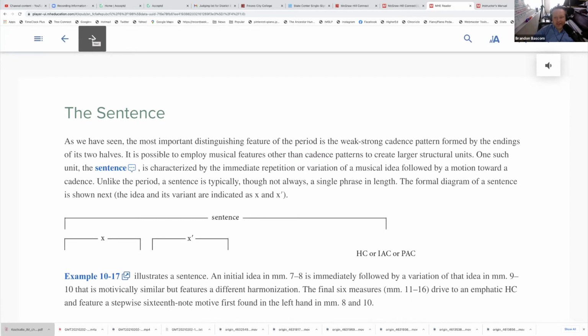All right. The sentence. As we've seen, the most important distinguishing feature of the period is the weak, strong cadence pattern formed by the endings of its two halves. It is possible to employ musical features other than cadence patterns to create larger structural units. One such unit, the sentence, is characterized by the immediate repetition or variation of a musical idea, followed by a motion toward a cadence. Unlike the period, a sentence is typically, though not always, a single phrase in length. The formal diagram of a sentence is shown next. The idea and its variant are indicated as X and X prime.